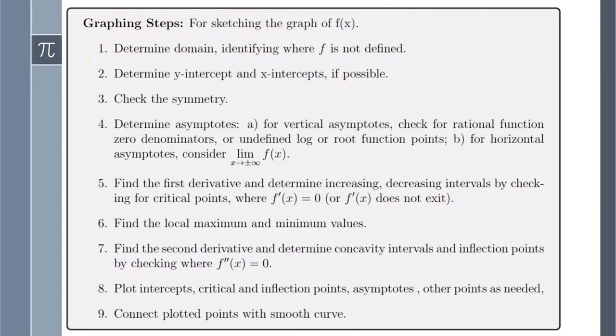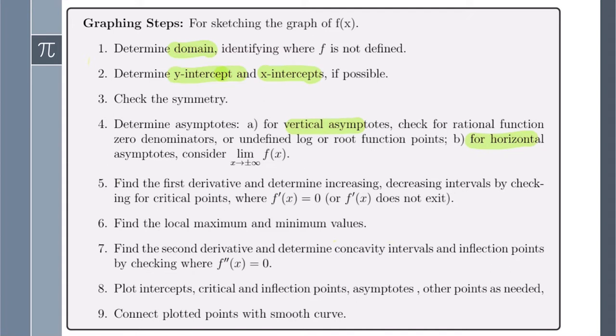In order to graph a function, we are going to follow this guideline. First we'll find the domain of the function, then we'll find the x and y intercepts. Then if necessary, we'll check the symmetry. Then we'll find the vertical asymptotes or horizontal asymptotes, if any. Usually if our function is a rational function or an exponential or log function, we might have those asymptotes.